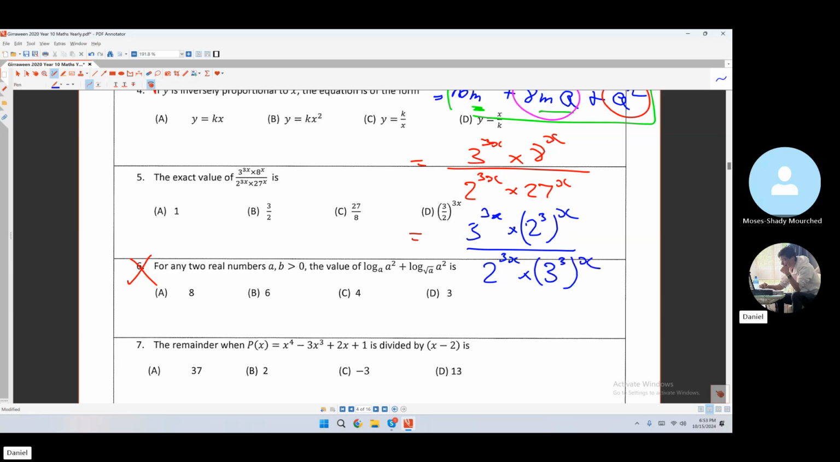Now, what if I told you 3^x over 3^x is what? No, you're dividing. Think of it this way: what's 7 over 7? It would be 1. It's the same thing. So that means 3^x divided by 3^x is 1. What about 2^(3x) over 2^(3x)? Just 1. So the final answer is just that. It's simple to have a calculator. It's basic.